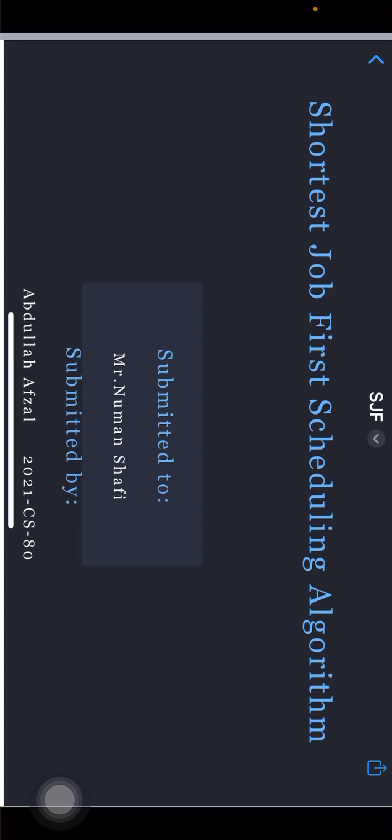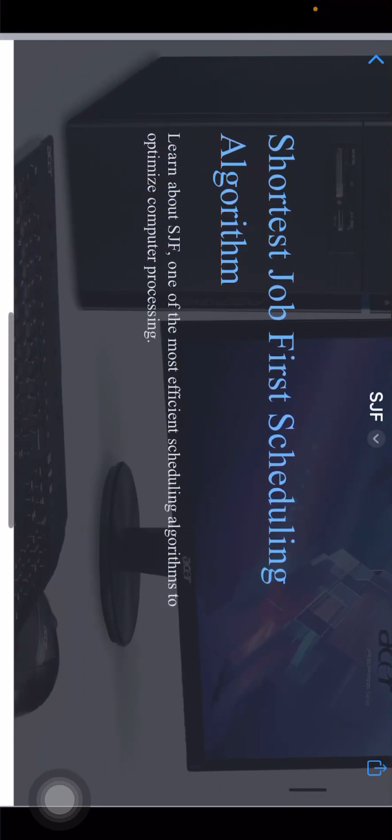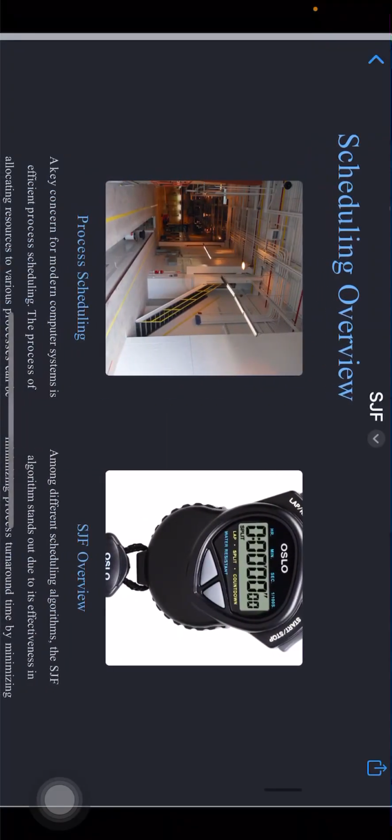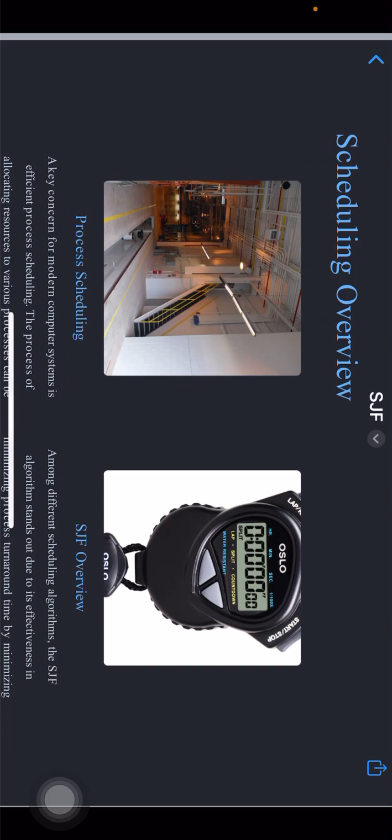Today's topic of our presentation is the shortest job first scheduling algorithm. It is one of the most efficient scheduling algorithms to optimize computer processing. Starting with the definition of scheduling, the CPU scheduler selects from among the processes in the ready queue and allocates a CPU core to one of them.